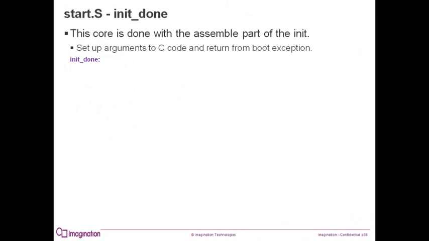Now for some cleanup of the code to remove the pound defines it created in the beginning of this file. This function is done and now returns to start.s. The assembly part of the initialization is complete. The code is now ready to call the main function.